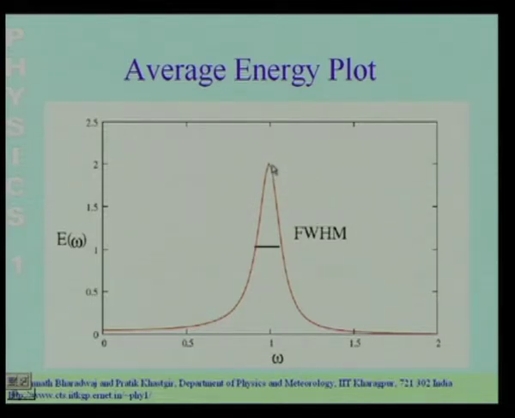So, at that frequency I have the maximum value, and in this case the maximum value is 2. So, the maximum energy stored in the oscillator is 2 at that particular frequency. Now, if I look at some other frequency, the energy stored in the oscillator falls. Now, the question is, at what frequency difference? How far do I have to move away from the maximum frequency value so that the energy stored in the oscillator falls by half?